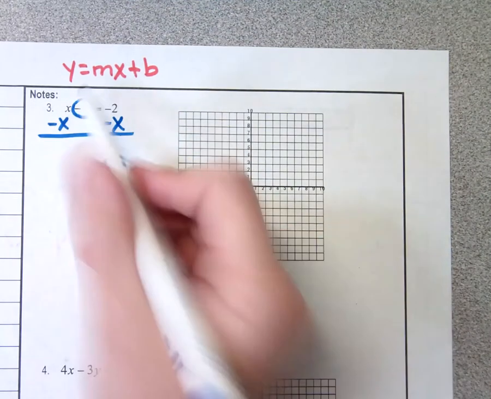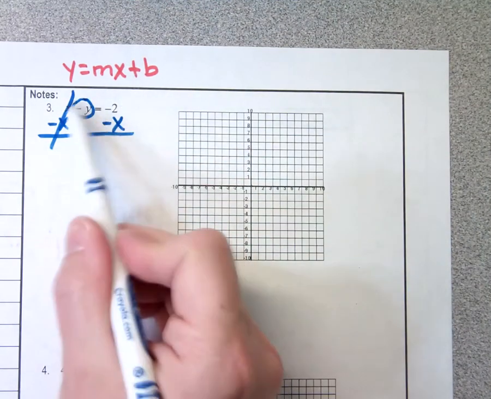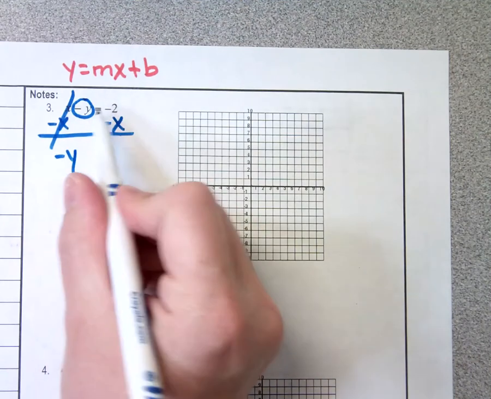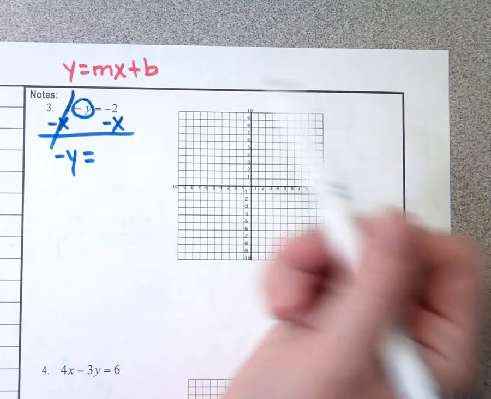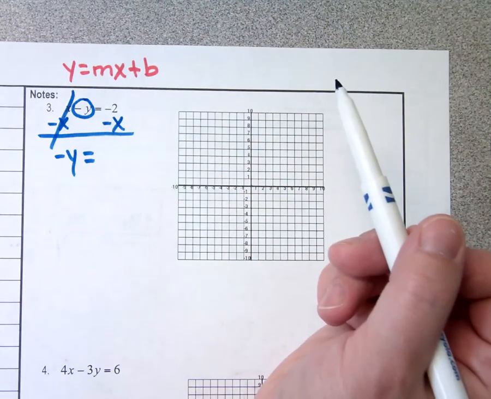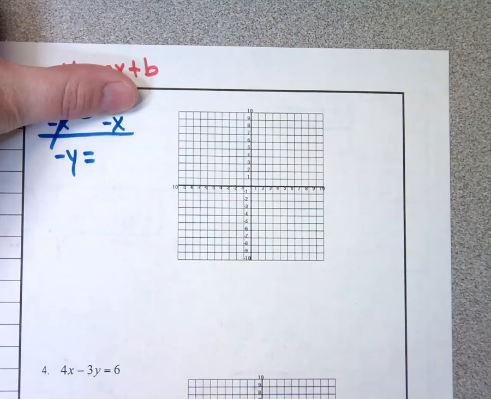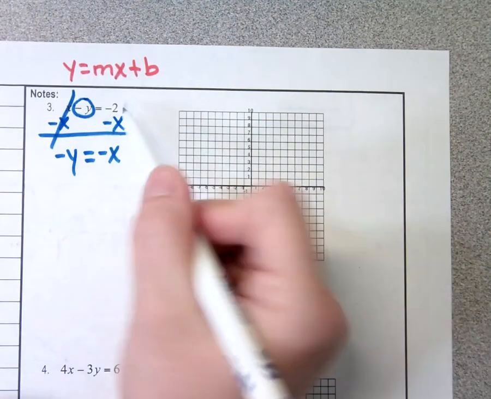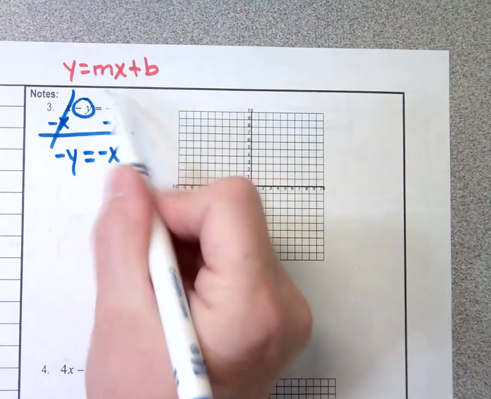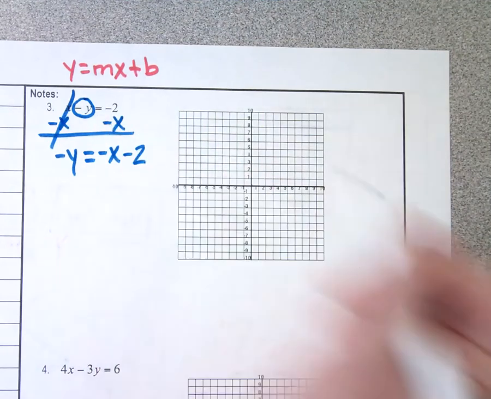X minus x is 0. Bring down whatever's in your circle, which is a negative y. Bring down your equals. I cannot subtract these. One has an x, one doesn't, so it's recopy time. Let's recopy the x first. So what kind of x is it? It's a negative x. And then what kind of 2 is it? It's a negative 2, so I write minus 2.